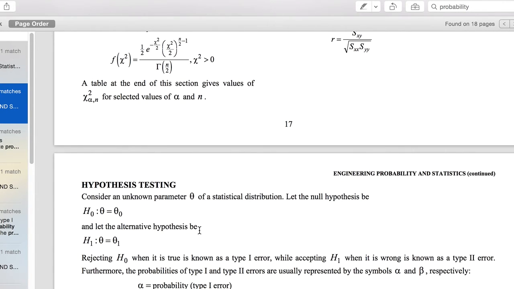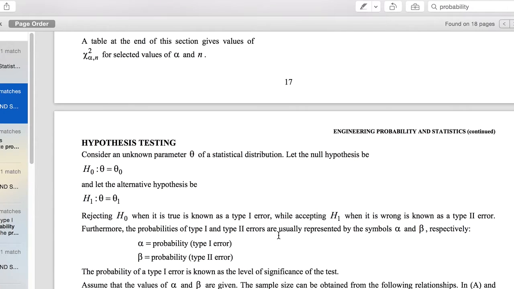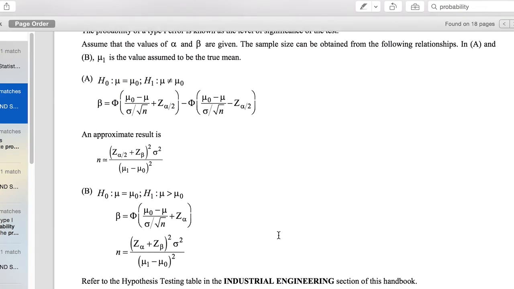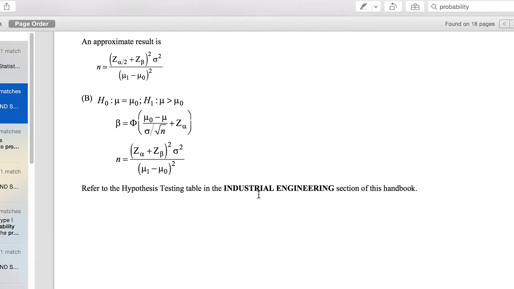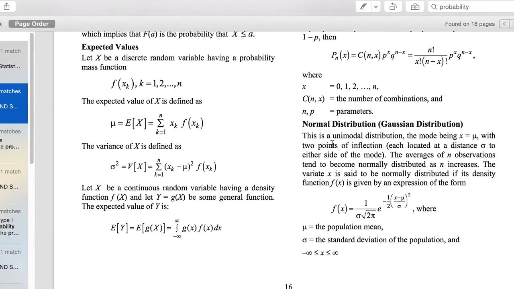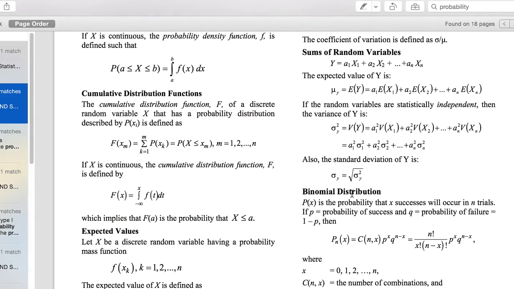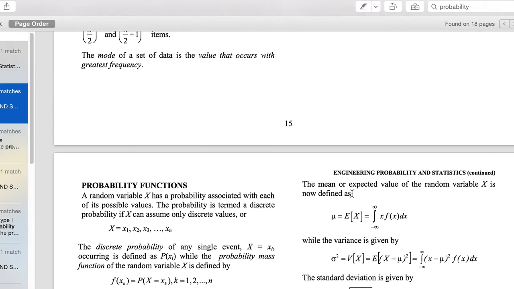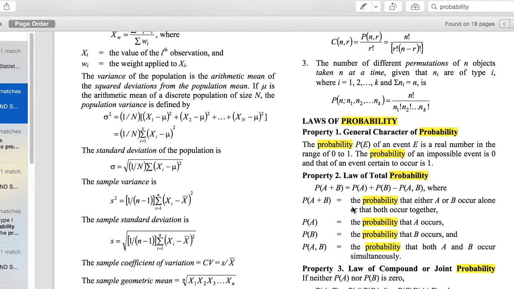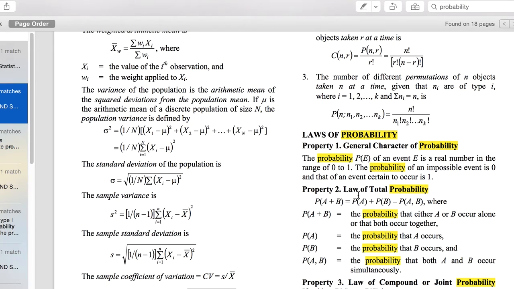All right, hypothesis testing. I have no idea about this, so I'm not even going to touch it. I guess that's industrial engineering. But yeah, normal distribution, expected values, random values. I have example problems on these. I just wanted to make this video to give you an introduction on it. I'm not minimizing probability by any means.